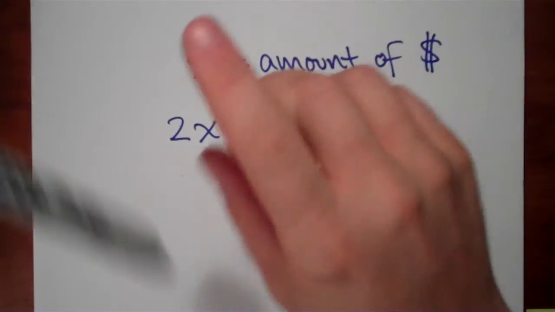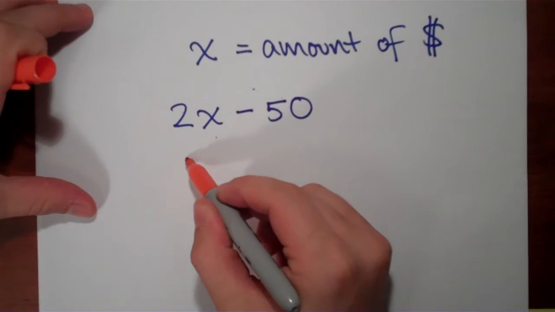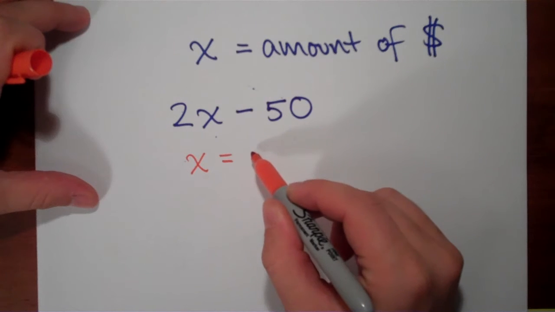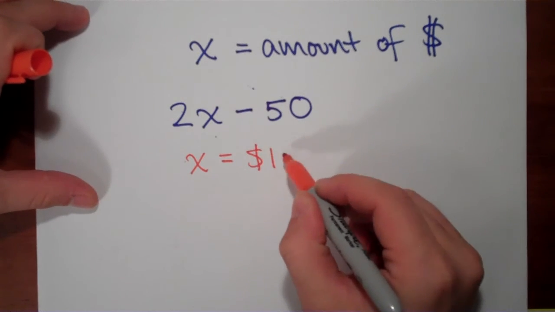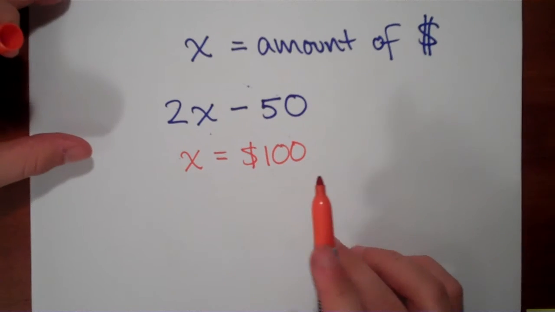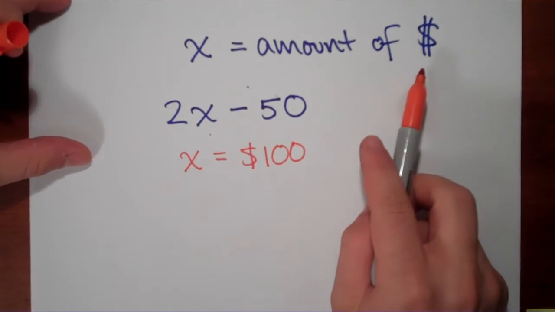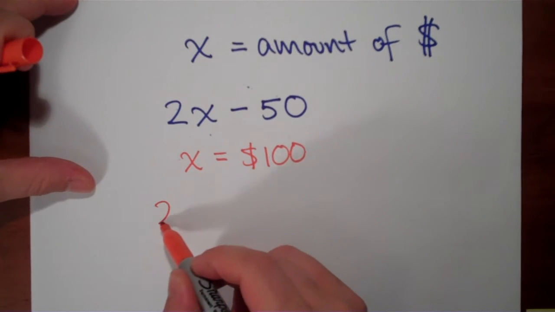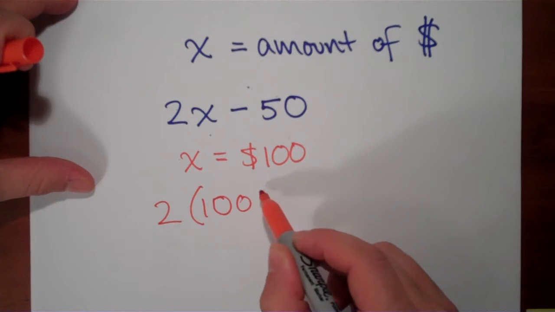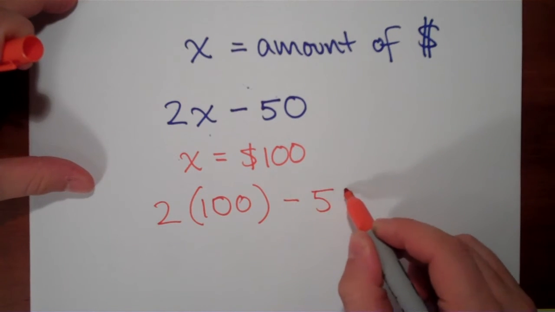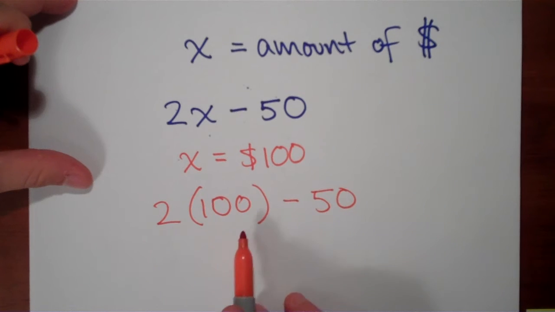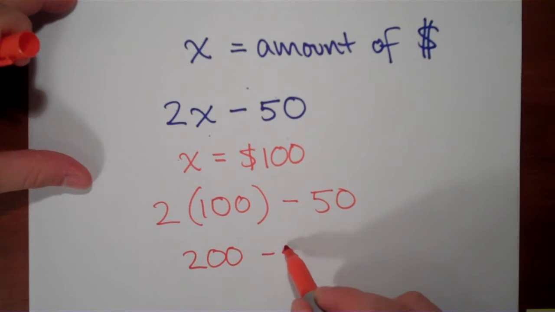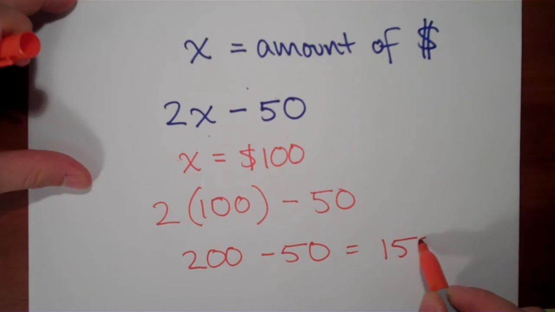Now, how does this work? Let's say X equals $100, alright? If X equals 100, we know up here, X equals the amount of money in her savings, okay? So if X equals 100, here's how we would evaluate it. We'd plug it in. 2 times 100 minus 50. Order of operations, let's do 2 times 100 first. That gives us 200. And then we do our subtraction. That equals a total of 150.